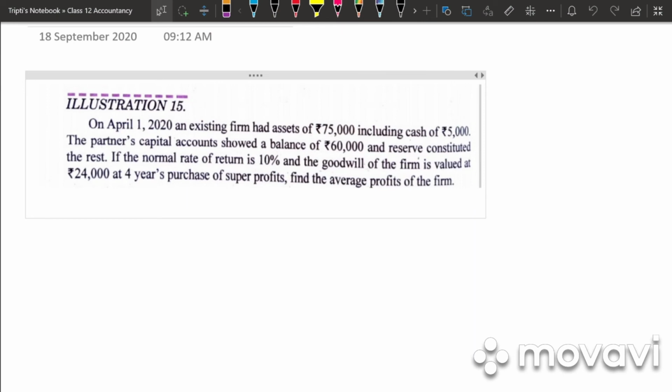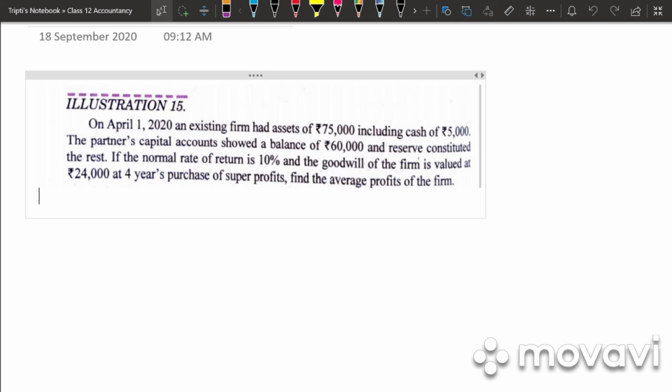On April 1st, 2020, an existing firm had assets of 75,000 including cash 5,000. The partner's capital account showed a balance of 60,000 and a reserve constituted the rest. If the normal rate of return is 10% and the goodwill is 24,000 at 4 years purchase of super profit, find out the average profit. So in this sum they have given us assets which includes a cash of 5,000.